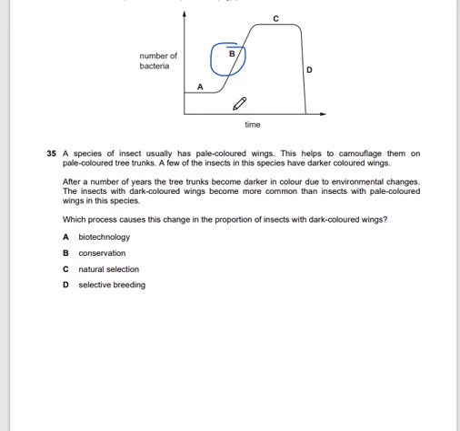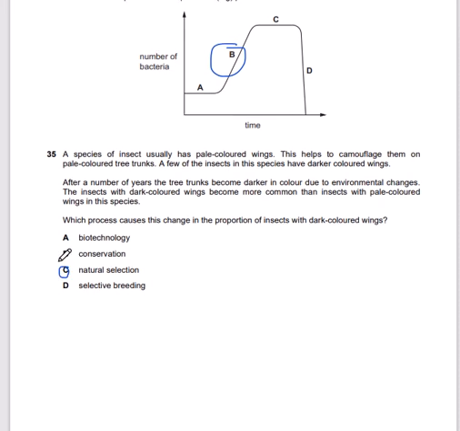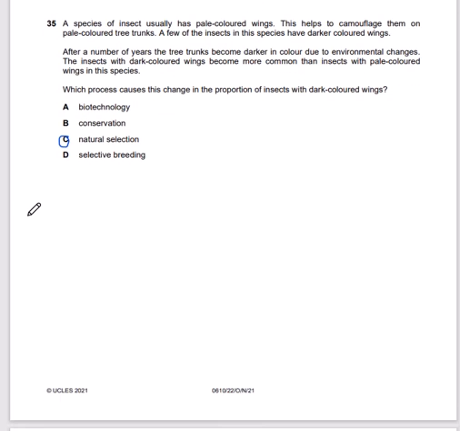A species of insect usually has a pale colored wing. This helps them to camouflage on pale colored green tree trunks. A few of the insects in this species have darker colored wings. After a number of years, the tree trunks become darker in color. Okay, so that's actually natural selection. It's because something happened in the environment that causes the fittest, or the more fitted organism, to survive, because the lightly winged insects would be very visible to the prey, which makes them eaten.